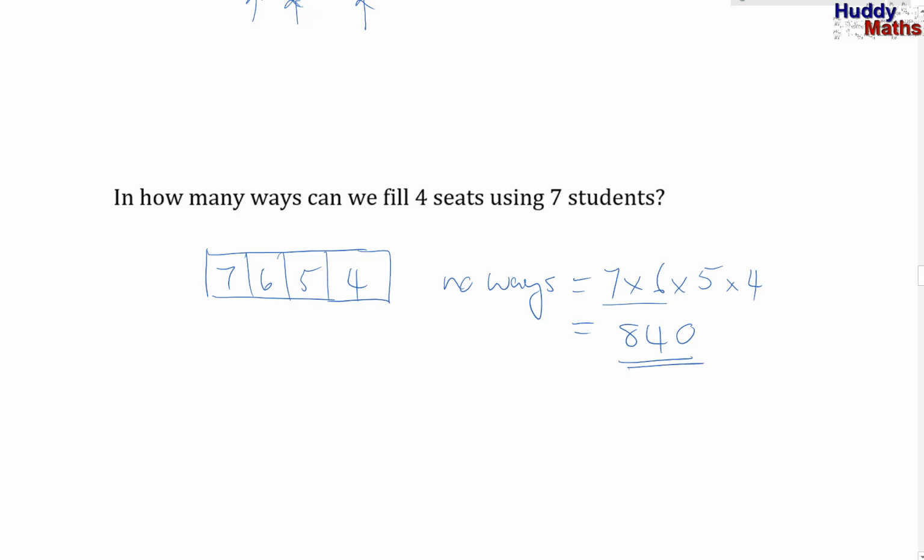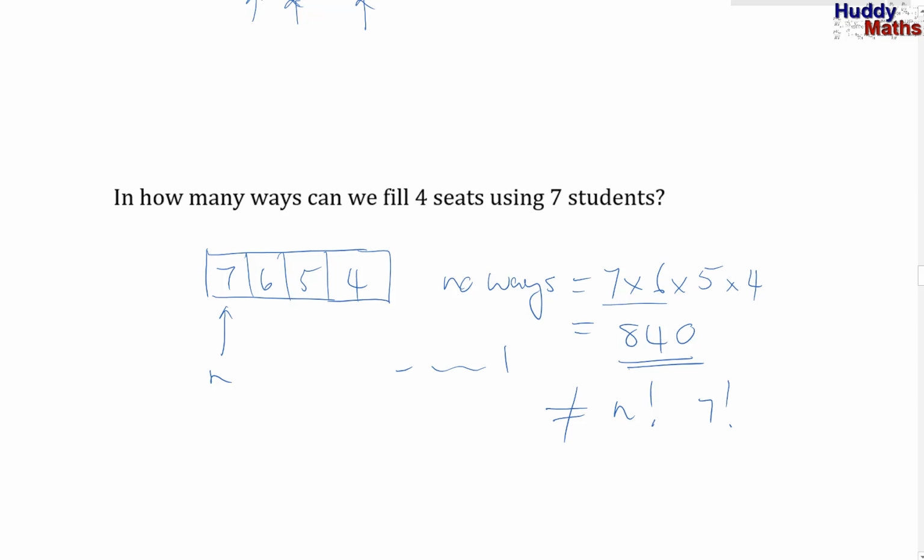Okay, the number of ways is 840. Do you agree with that? Okay, so again, we haven't done it, have we? We've started with n, but we didn't get right down to 1. So it is not equal to n factorial or 7 factorial. It's not equal to that.